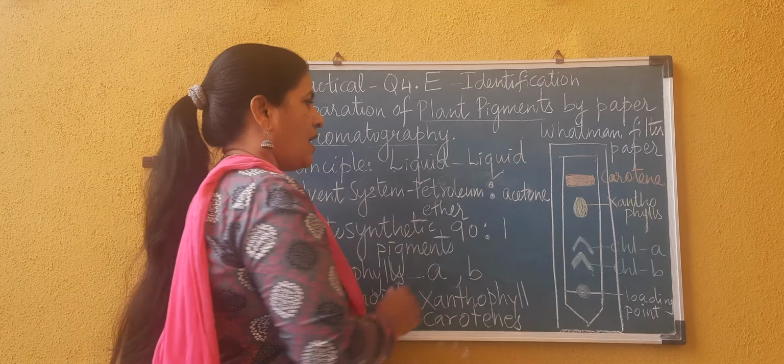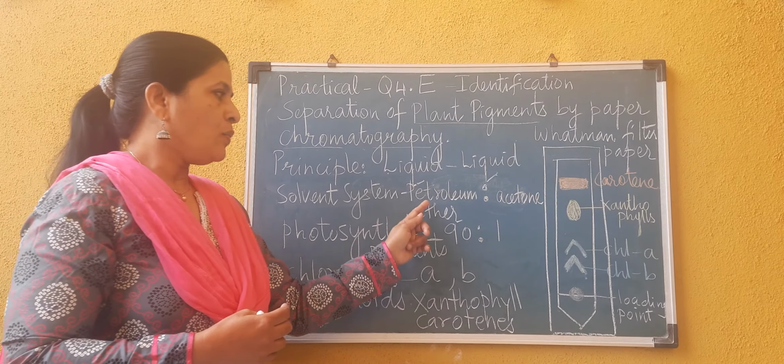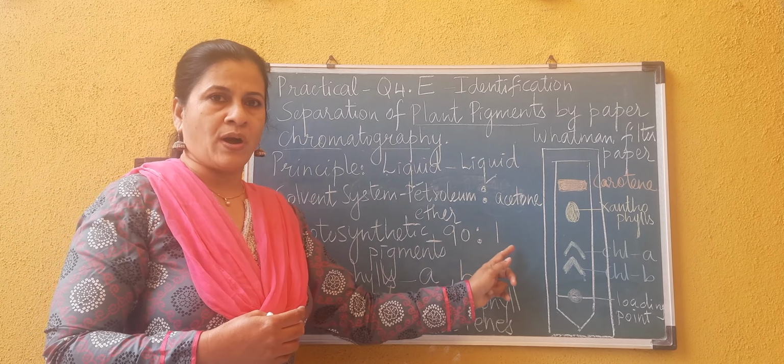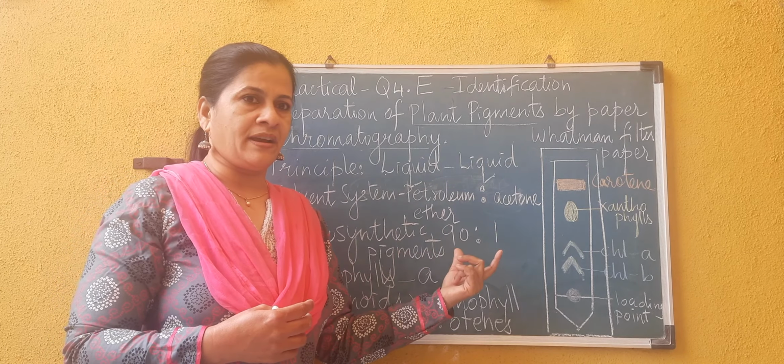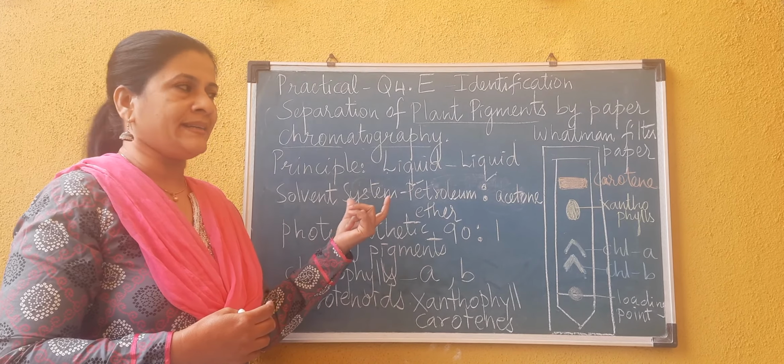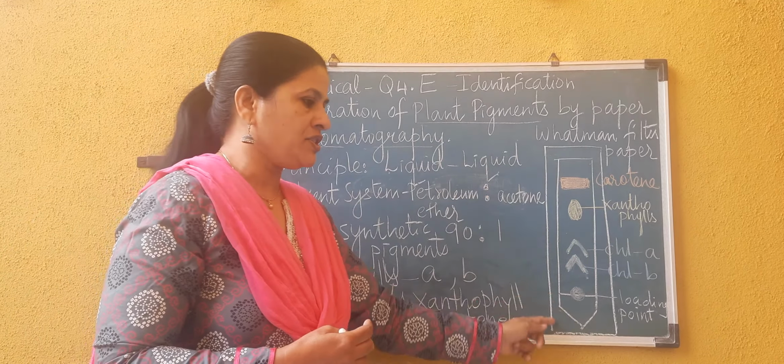The solvent system used in this experiment is petroleum ether and acetone, in the ratio of 90:1. This ratio has to be maintained, and this solvent is added into a jar which is called a chromatography jar. So this is a chromatography jar in which solvent is added to the lower level. Okay, there is a level marked here. The solvent is added into the chromatography jar and it is kept covered and undisturbed for 1 hour.